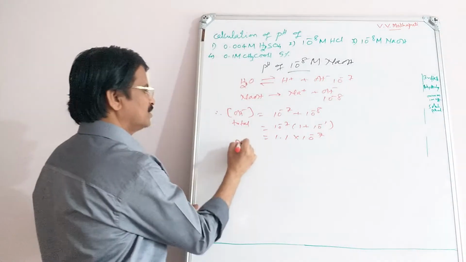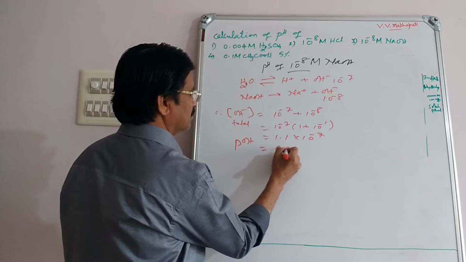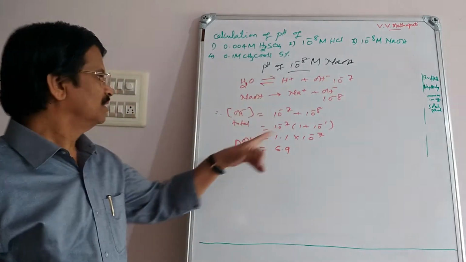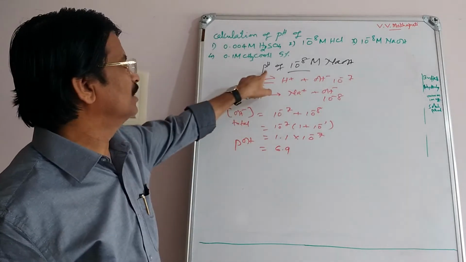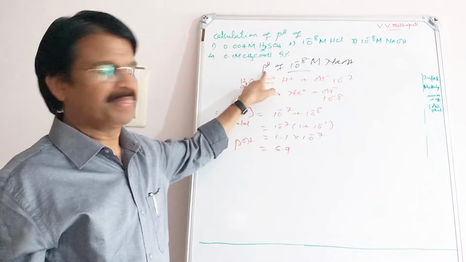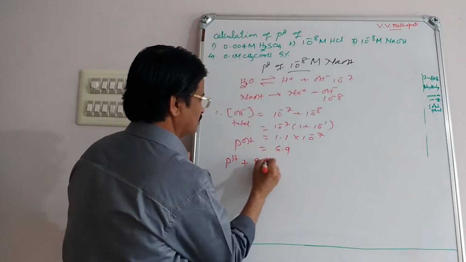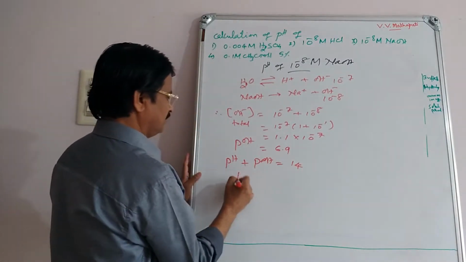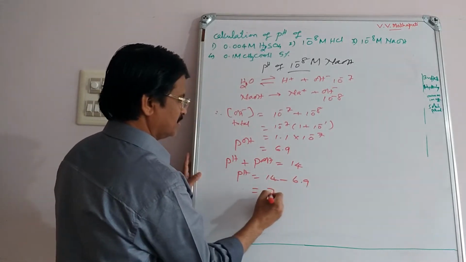Then the pOH value is found to be 6.9. Now we solved and got 6.9, but this is the pOH value, and our aim is to calculate the pH value. Then pH plus pOH equals 14, so pH equals 14 minus 6.9, which is 7.1.